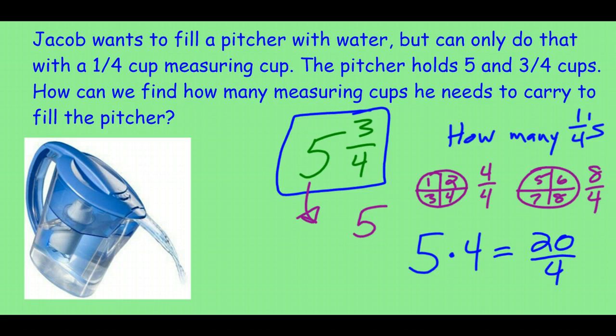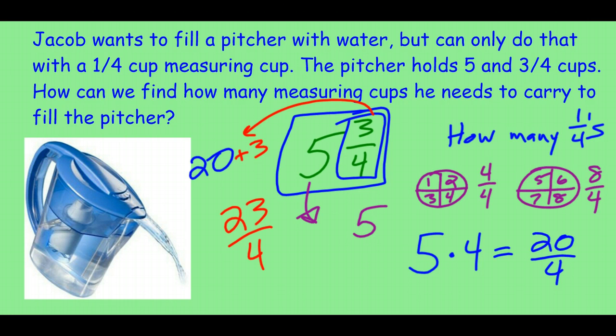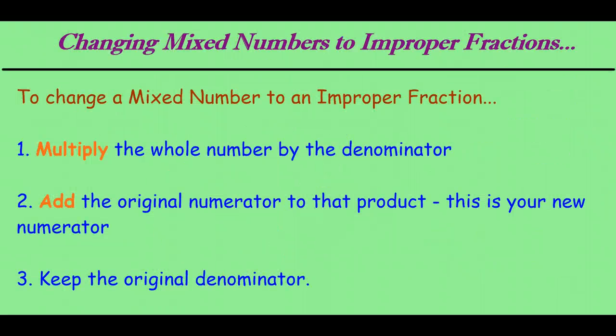And then finally, when we have our 20, we have to remember that we have a fractional part to this mixed number, so it's not just 20 from the 5. There are 3 extra ones. So this represents 23 fourths of a cup of water. That means we need 23 1/4 cup measuring cups in order to fill the pitcher. And that brings us to the process that we use to convert a mixed number to an improper fraction.